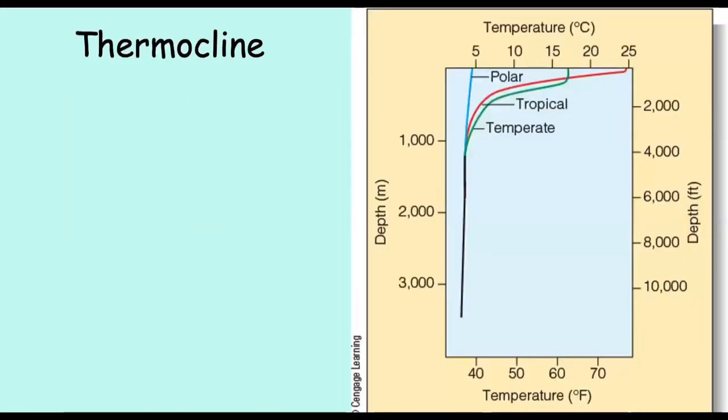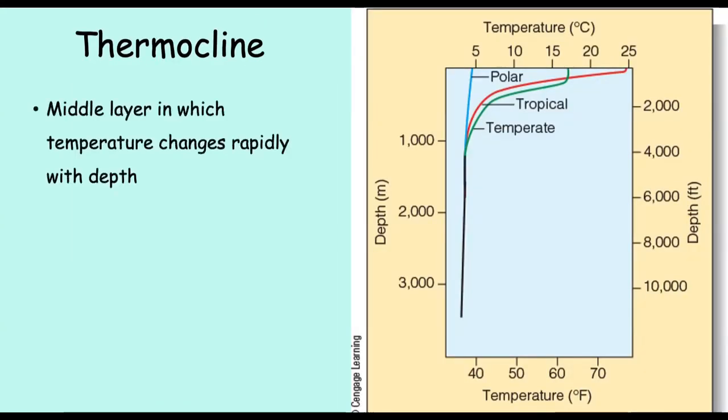The thermocline, which is the middle layer in which the temperature is changing rapidly with depth. Cline means change, thermo means temperature. It is different in all areas or latitudes. That's what the graph is showing.